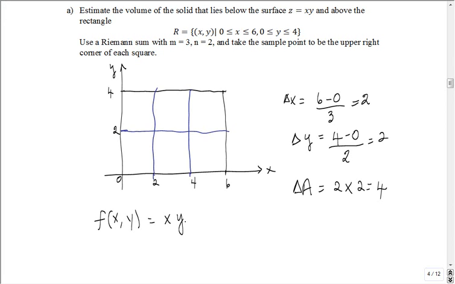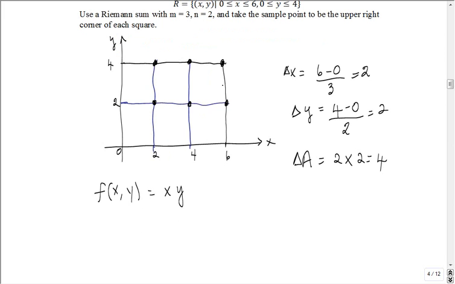Now, the question is telling you the sample point that you're going to use is the upper right-hand corner of each square. All right, so let's put in these points. The upper right-hand corner of each square. So we want this point, this one, this one, this one, this one, this one. So we have 6 points to look at. Any questions so far?